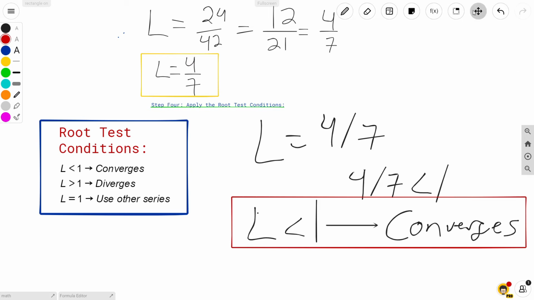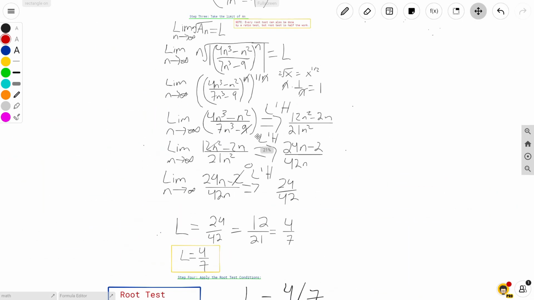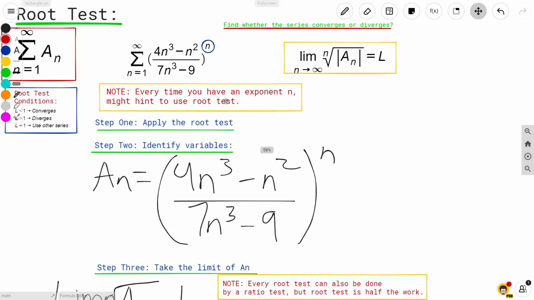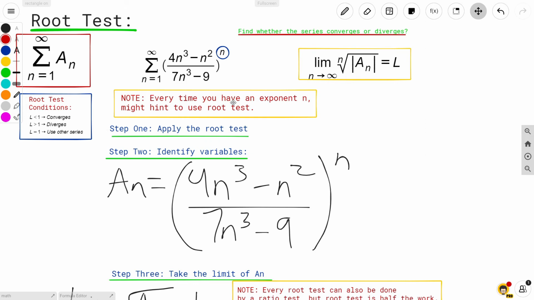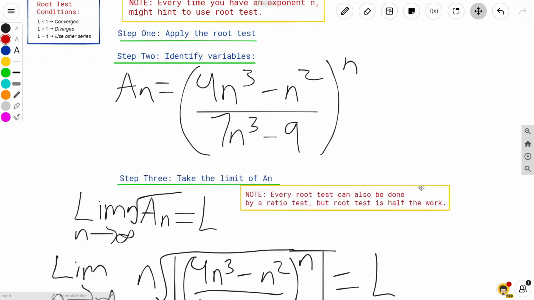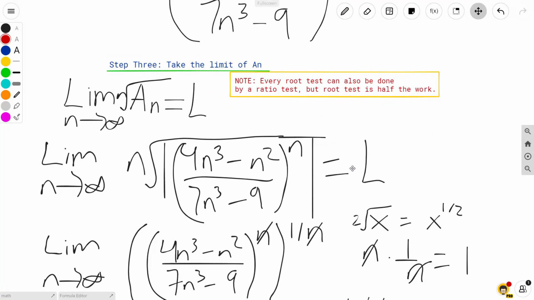Here, we're going to do this in retrospect so we can see exactly what we did. So step one was really recognizing it was the root test. And how do we know it was a root test? Because of this n exponent right here, we knew taking the nth root of it is going to make our lives easier. And so we apply the root test. Recognizing that, we identify a sub n, which was just a function. Then from there, we take the limit of a sub n.